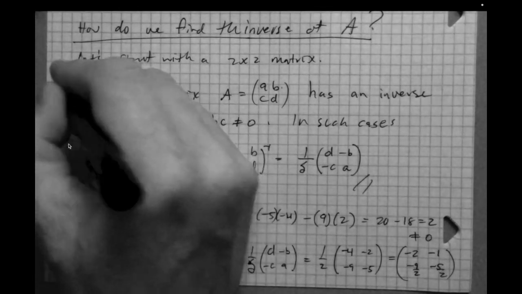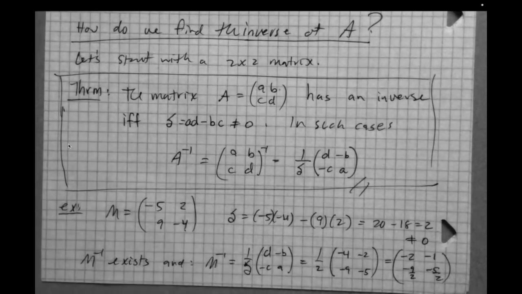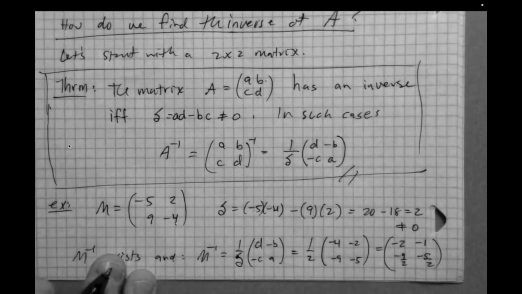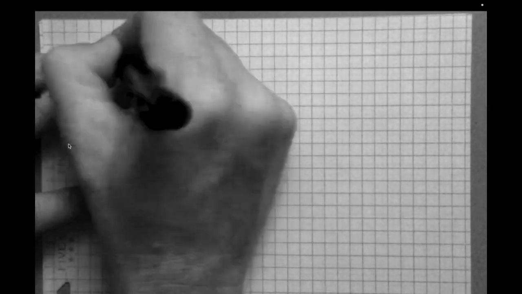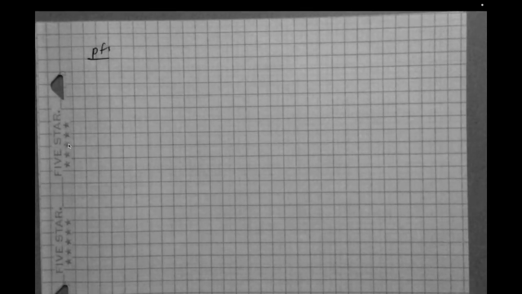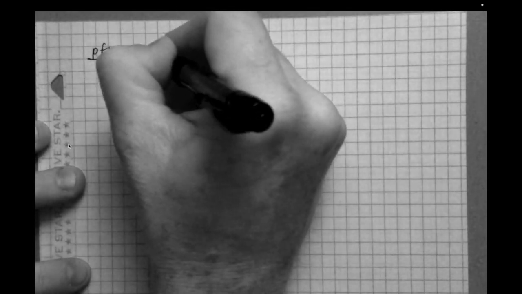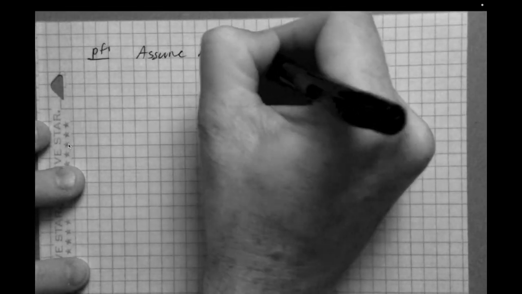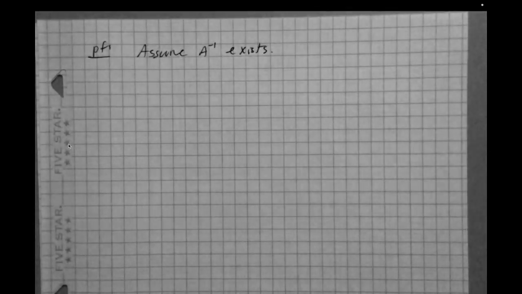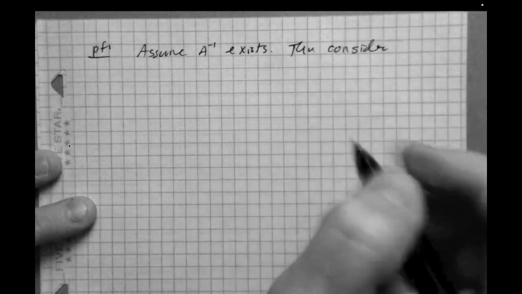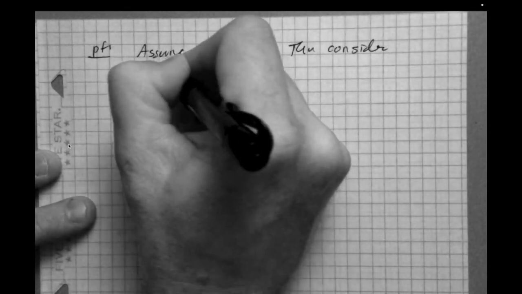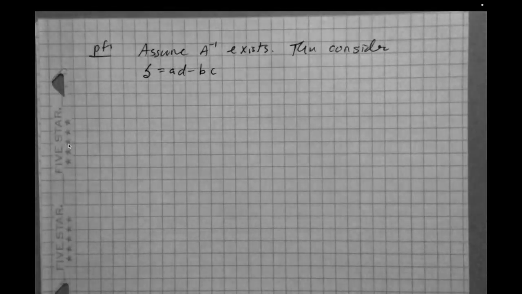Okay, so let's prove this theorem. Let's walk through how this works. Proof. So let's assume, first of all, that the inverse exists. Okay, so assume A inverse exists. Then let's consider our delta. Delta equals AD minus BC.